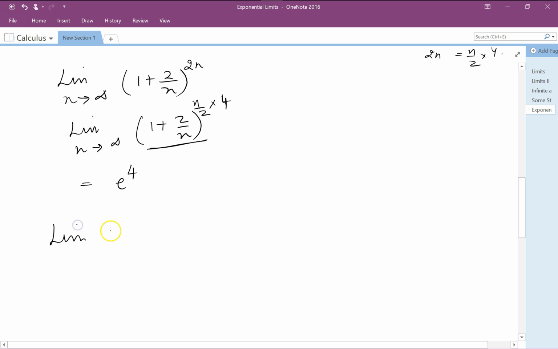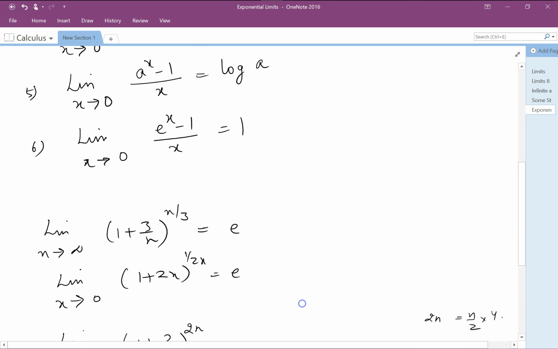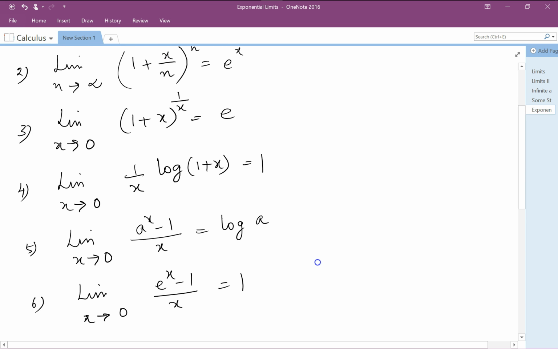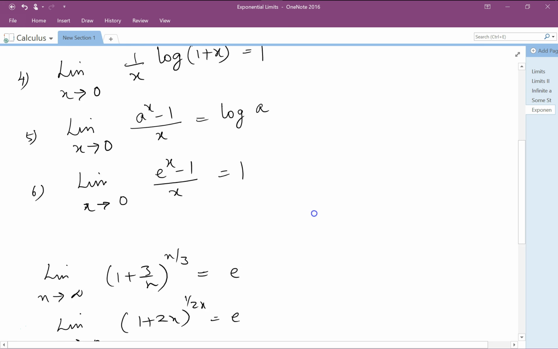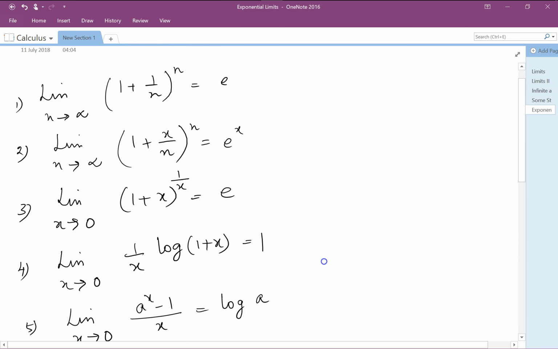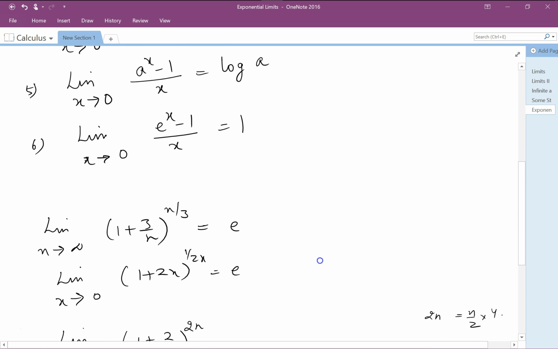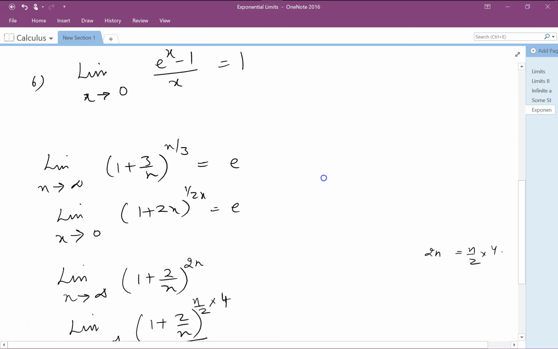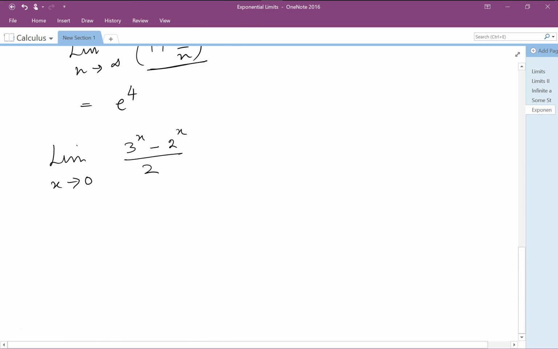The limit as x approaches 0 of (3^x - 2^x)/x. Now which pattern matches this? Which one of these? (a^x - 1)/x. Both are to the power of x. None of them seem to be matching. The closest is (a^x - 1)/x, right? So what do we do? How do we change it so that it matches? Okay, let's see. Remember, 1 to the power of x would be 1.